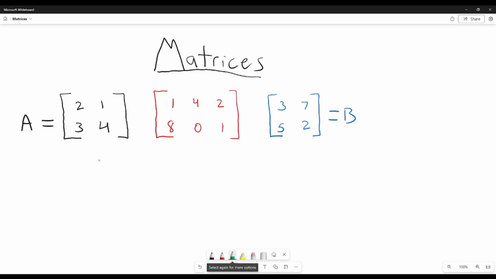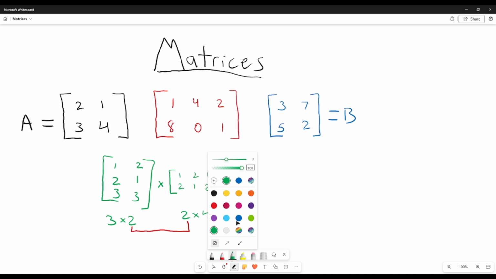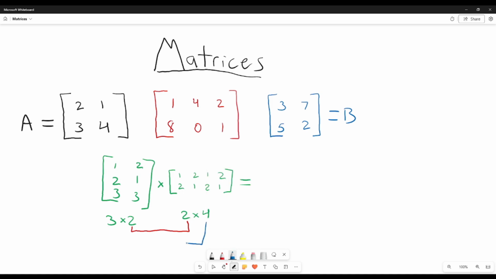Let's do another example just to get familiar. So here's our next example. We've got a 3 by 2 matrix multiplied by a 2 by 4 matrix. Now we know that matrix multiplication is possible because n1 has the same value as m2. And that means we also know that our resultant matrix is going to have dimensions of 3 by 4.